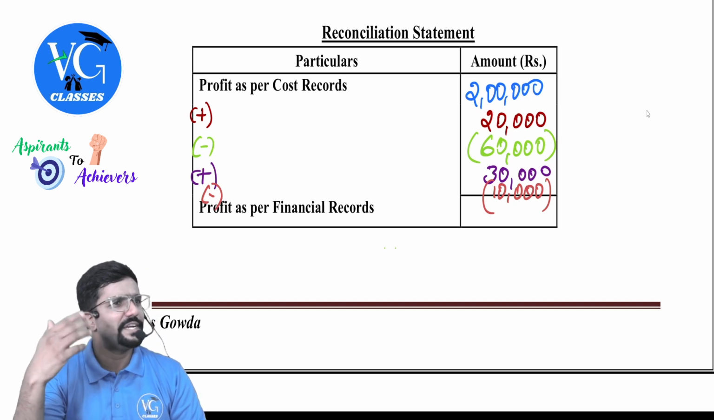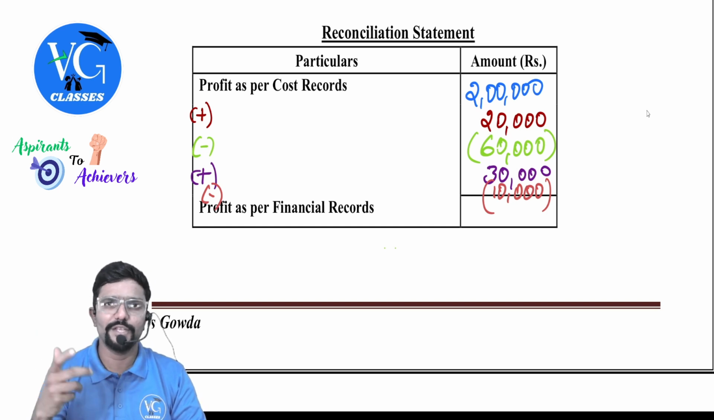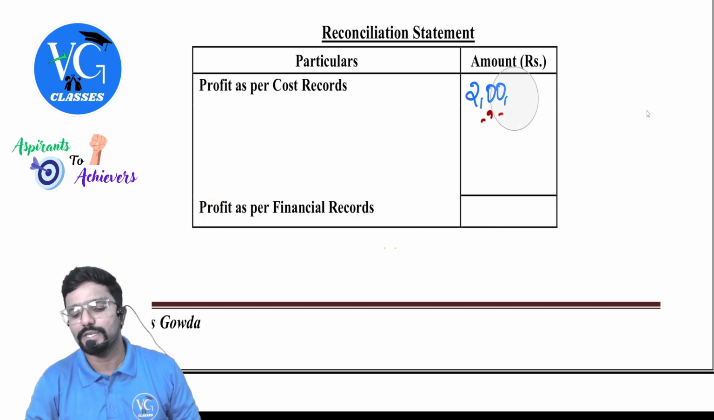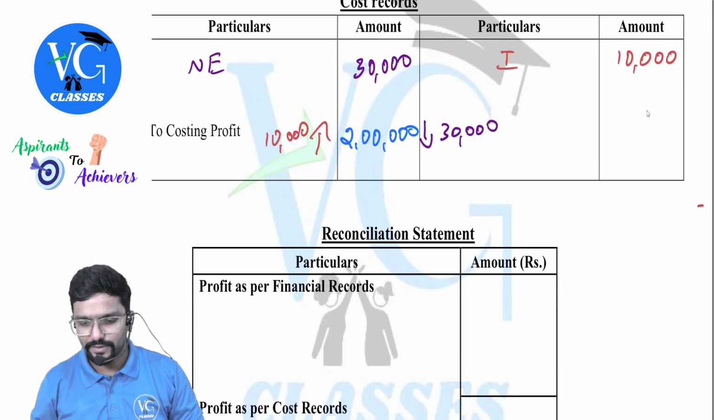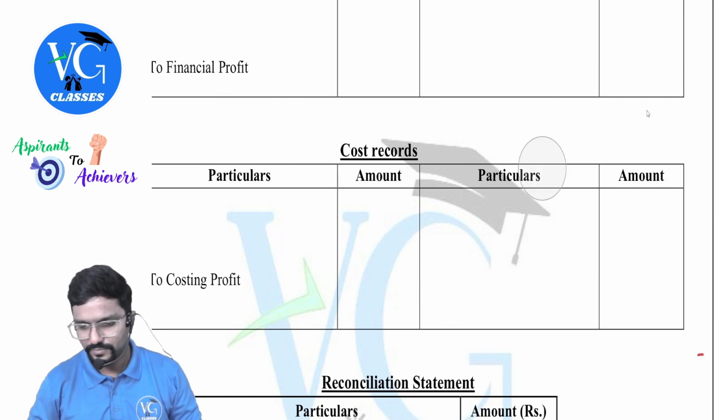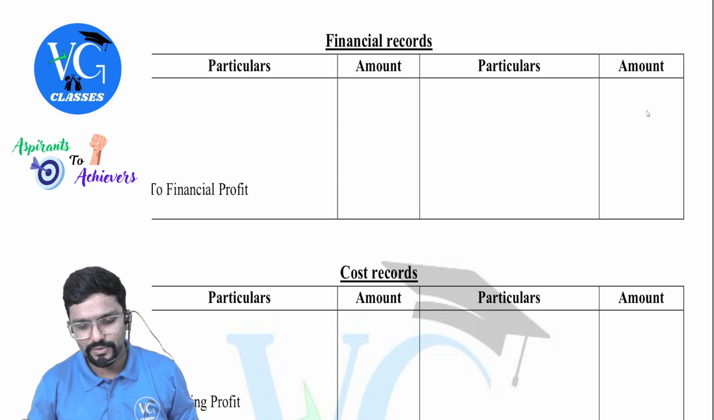Whatever the difference is, we need to find it out, because I would have charged excess in one book or less in another book. Clear? You find out that, guys. Okay, let me go further. I will give the examples one by one.